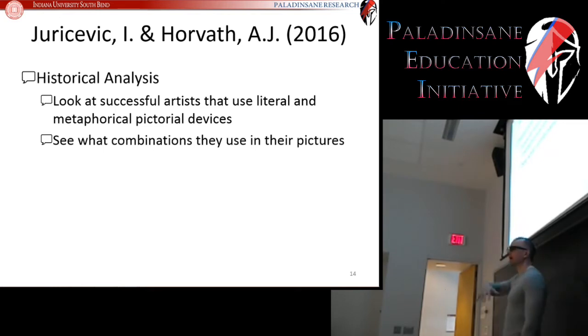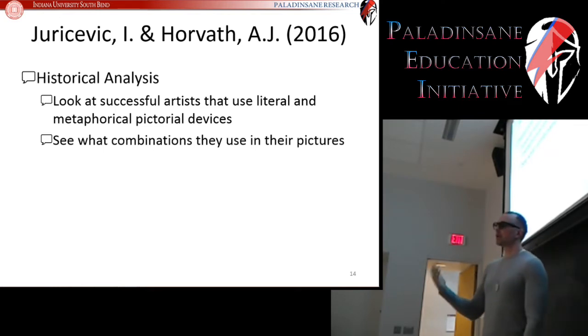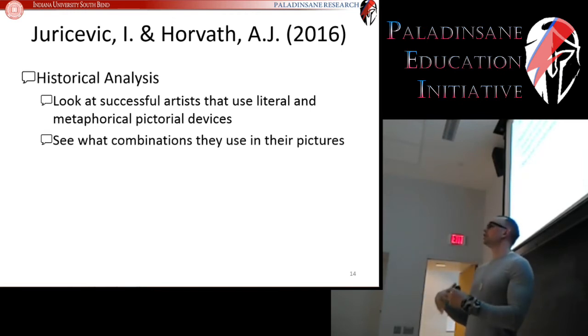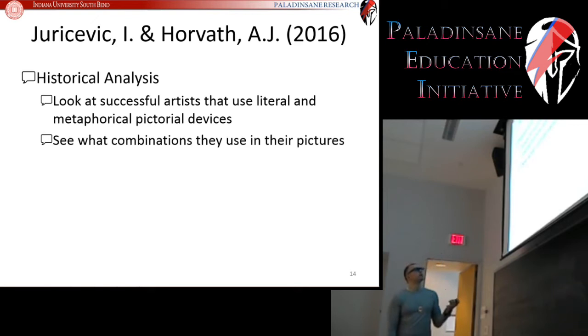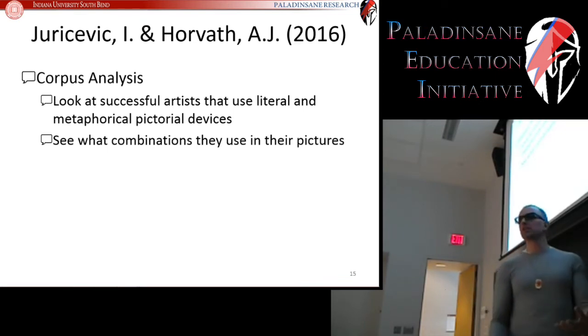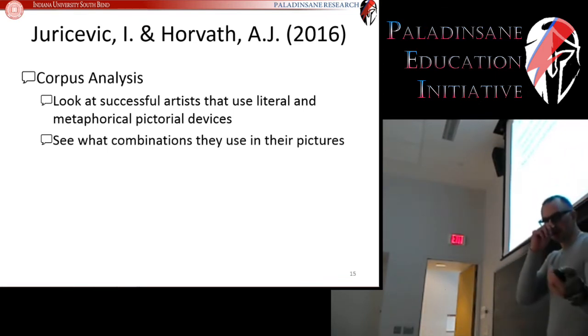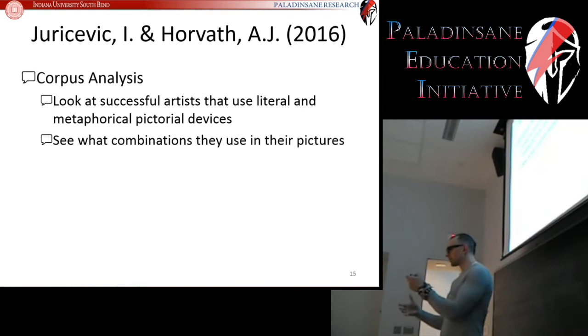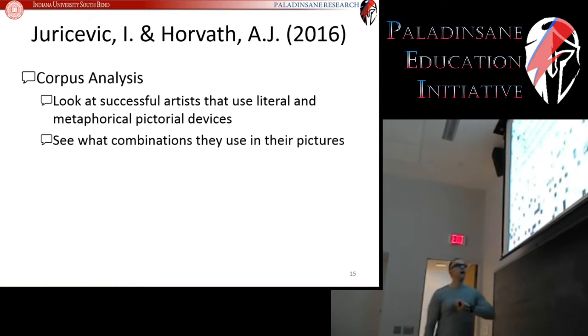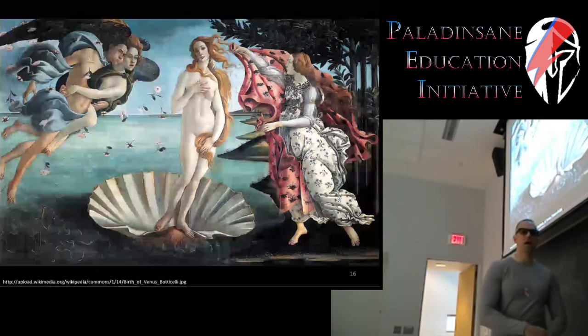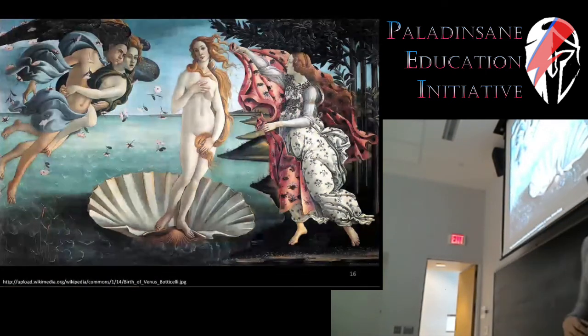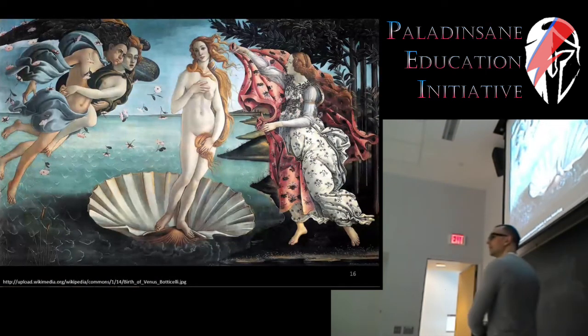So looking at popular pictures meant that we were looking at artifacts that we knew were successful, that we knew communicated successfully. So we were going to take a look at these pictures and see what combinations of pictorial devices they used in their pictures. So this is where the hunt for literal and metaphorical pictorial devices began. And as it turns out, not a lot of metaphorical devices in the Renaissance.